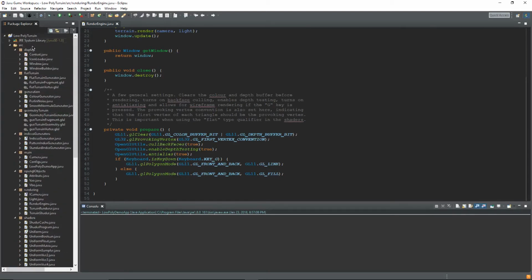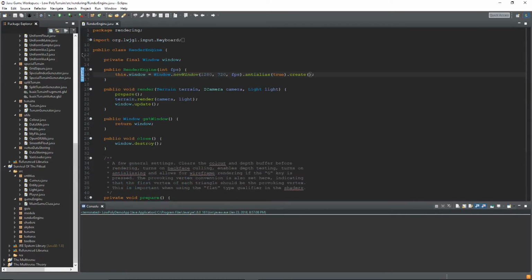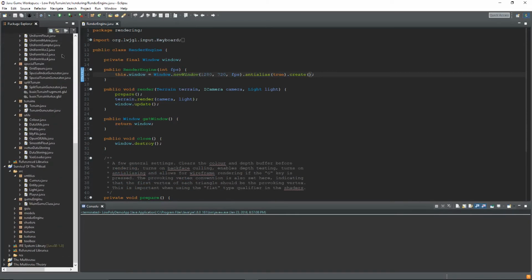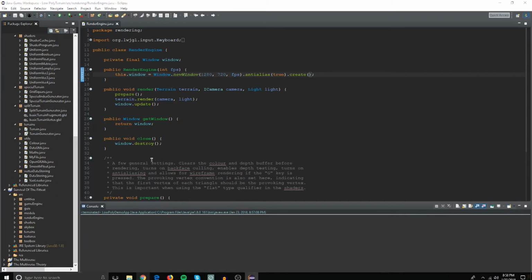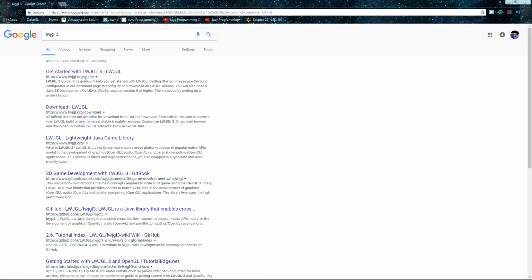So I have a couple of options. I can either start over and learn what he did in this engine. I can just keep using my engine, even though I feel like it's not going to be as successful. Or what I could do is, what I was looking up was LWJGL3. I could try and use this.